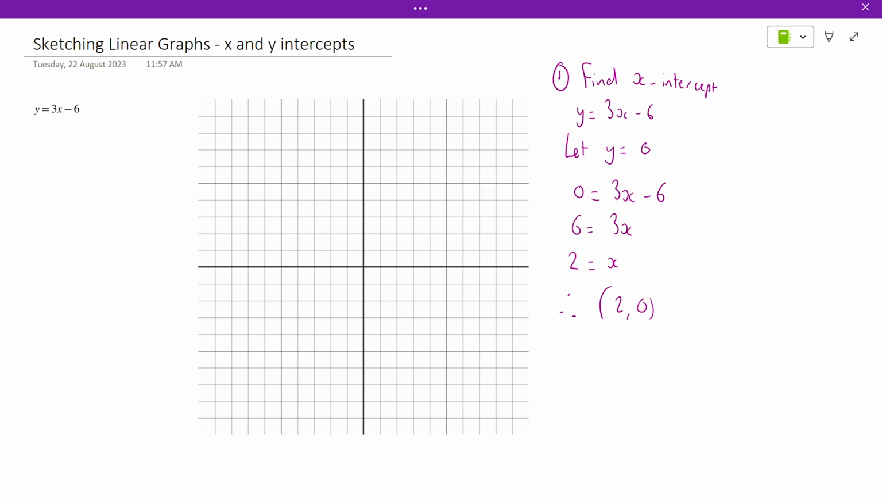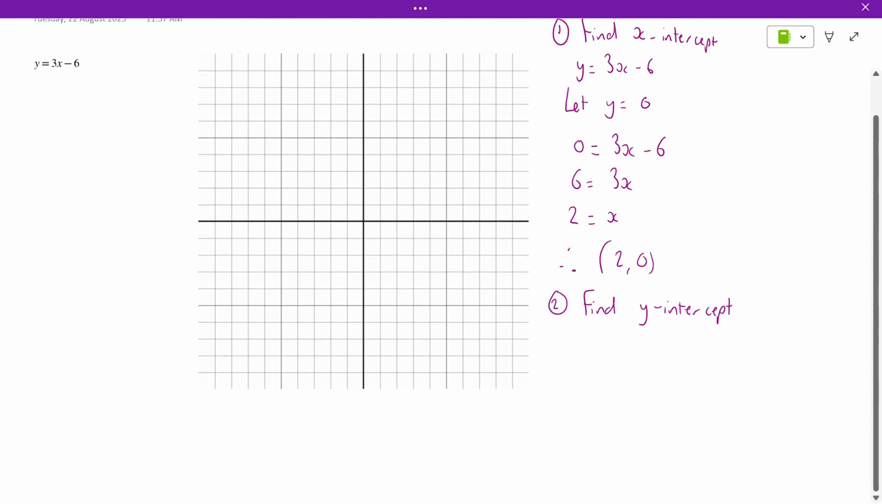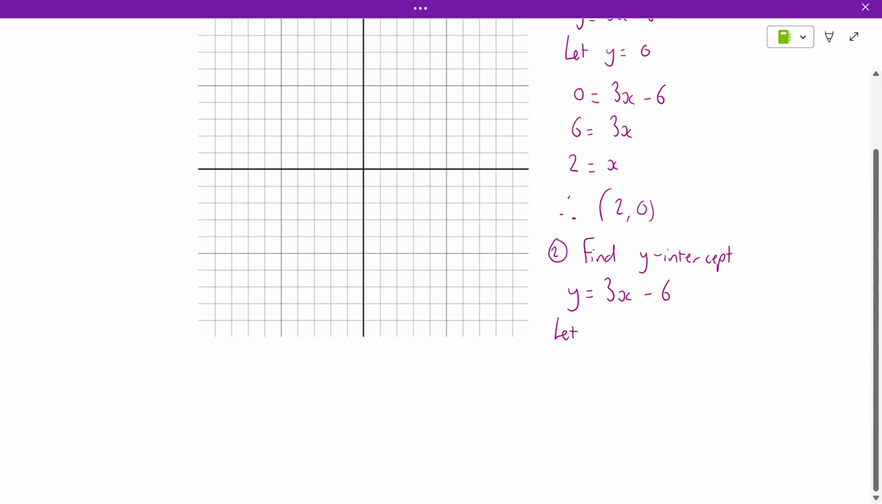Okay. Second step, we're going to find the y-intercept. If you've done a few of these, you can see what the y-intercept is straight from the equation, but for the purpose of this video, I'll write it all out fully as well. So the y-intercept occurs when x equals 0. So again, I'm just going to rewrite my original equation, y equals 3x minus 6. Let's let x equal 0 this time.